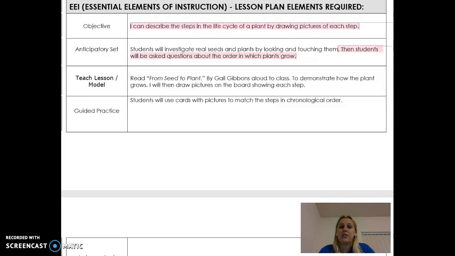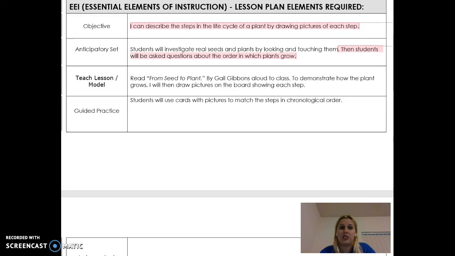Alright, let's go ahead and move down to our objective. Our objective for the students is: I can describe the steps in the life cycle of a plant by drawing pictures of each step. I believe that this is an important way where we can reach the differentiated instruction, so we can have students describe the steps. They can do it orally and they can see it visually by the pictures, and it's also hands-on because they are personally creating each step.